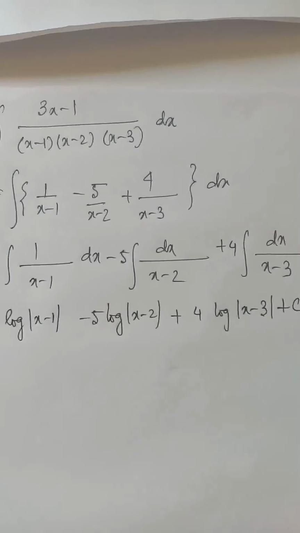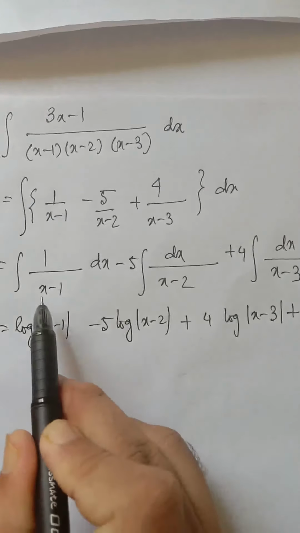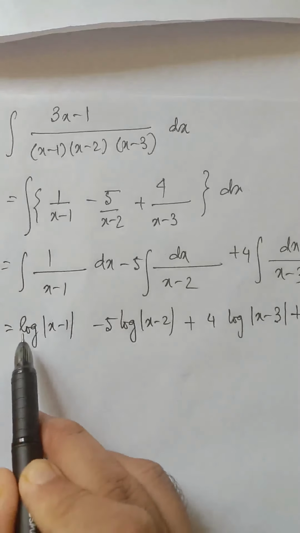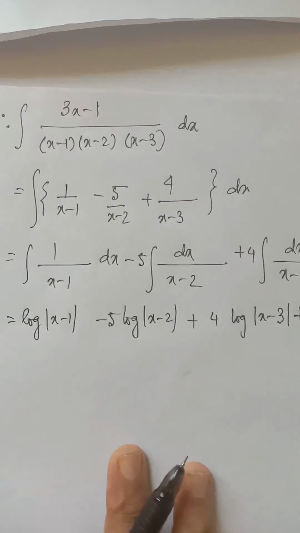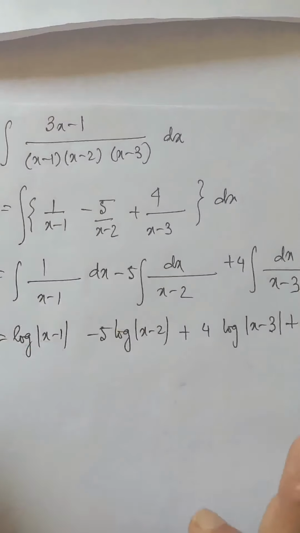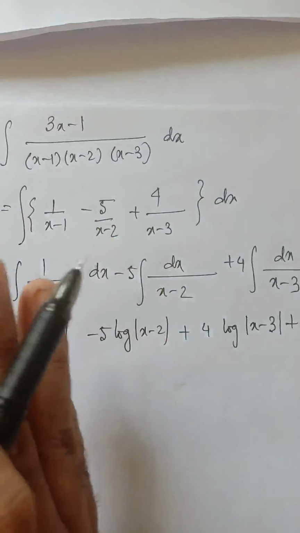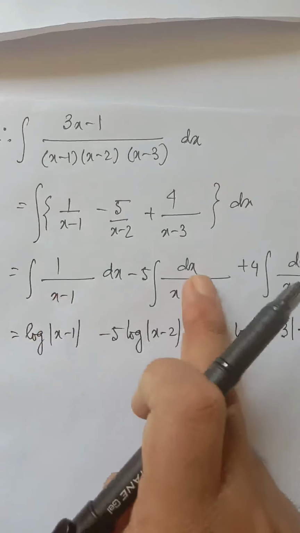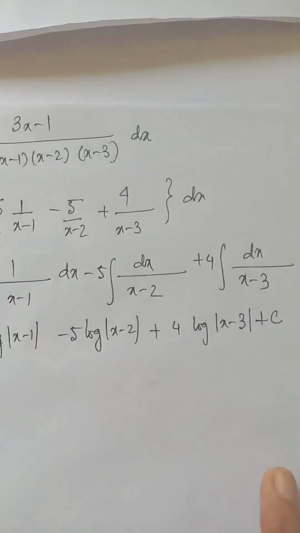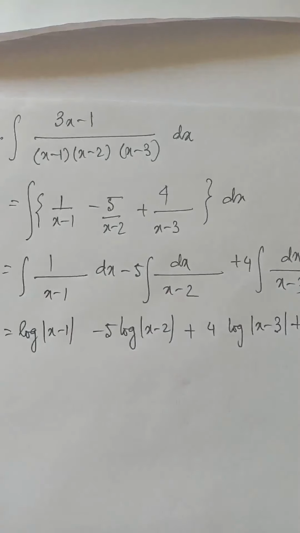Remember, in each case you can see the coefficient of x is 1, so if we divide by 1 it will remain the same. So this is the integration. The resolving of the fraction into partial fractions is lengthy, but the integration part is very simple. So this is the answer.